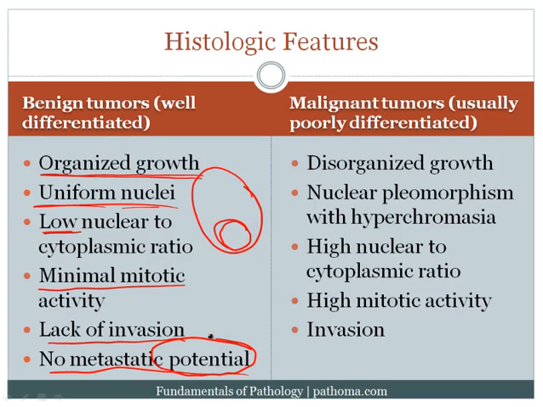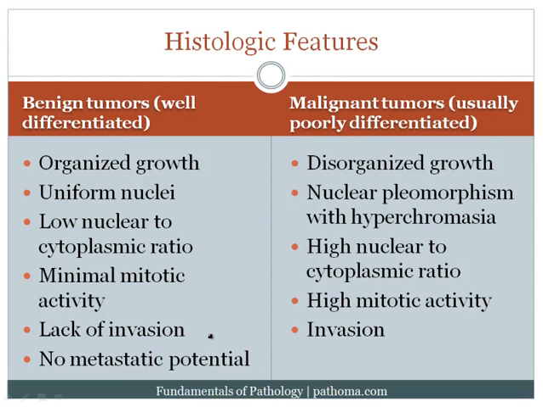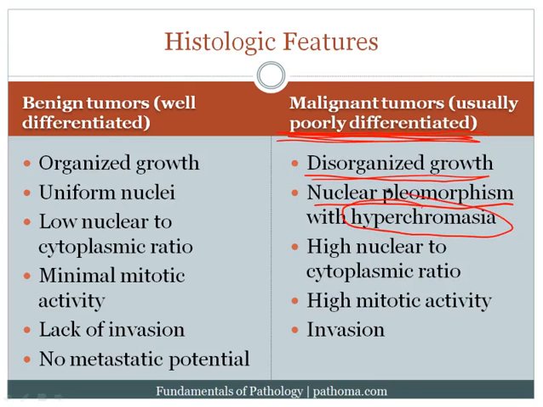The histologic features of malignant tumors are as follows. It's usually poorly differentiated, and I say usually because it doesn't always have to be. It'll have disorganized growth where it doesn't really look like the tissue in which it's growing. There'll be nuclear pleomorphism. Some of the nuclei will be big, and some of the nuclei will be small. There'll be hyperchromasia. The nuclei will be very dark blue. There'll be a high nuclear to cytoplasmic ratio. So if this is the cell, most of the cell will be comprised of nucleus.